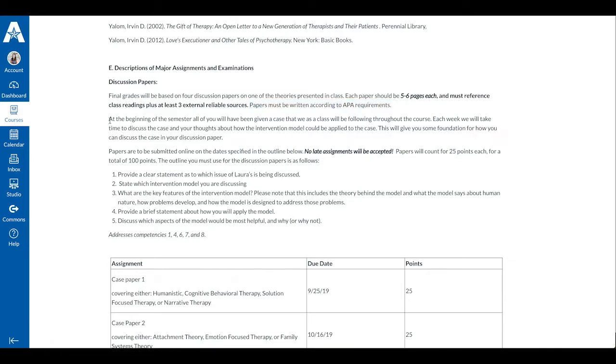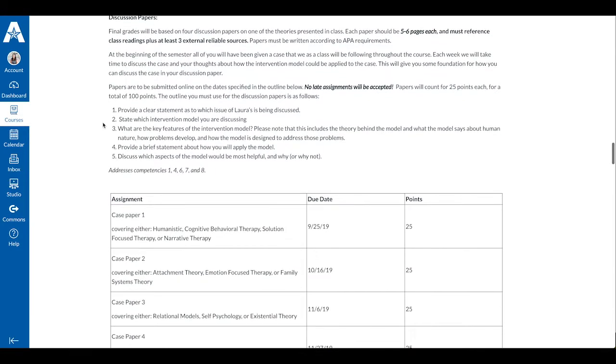Okay, so at the beginning of the semester, you'll have been given a case that we as a class will be following throughout the course. Each week during our discussion period, we'll take time to talk about the case and your thoughts about how the intervention model or the theoretical model could be applied to the case. This will give you a foundation for how you can discuss the case in your paper.